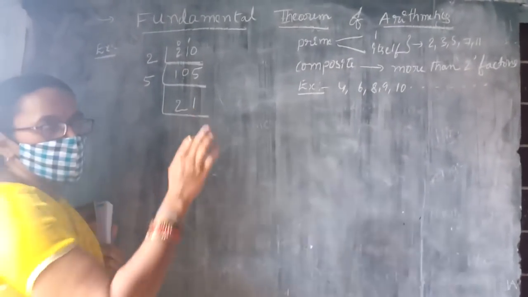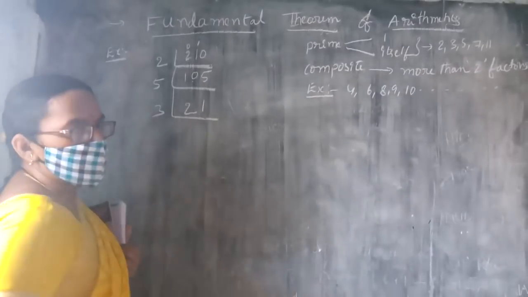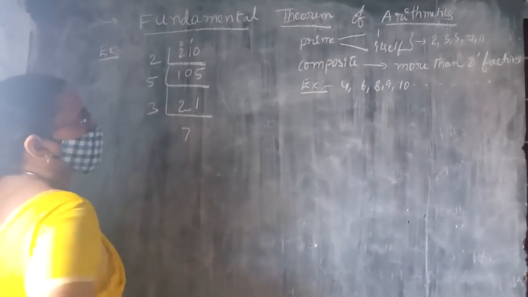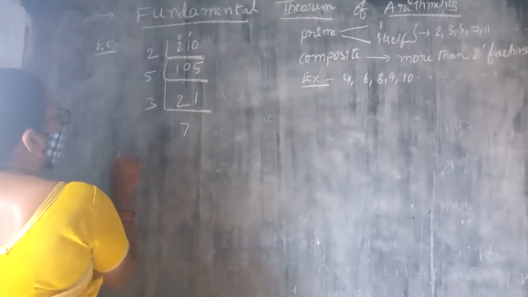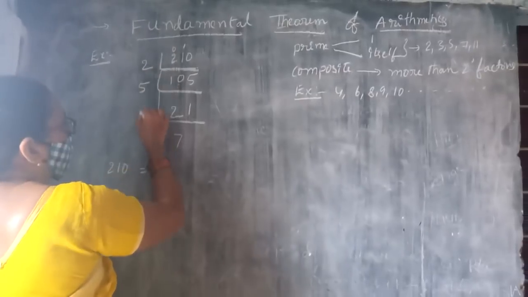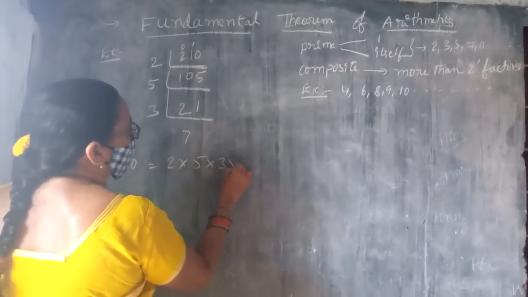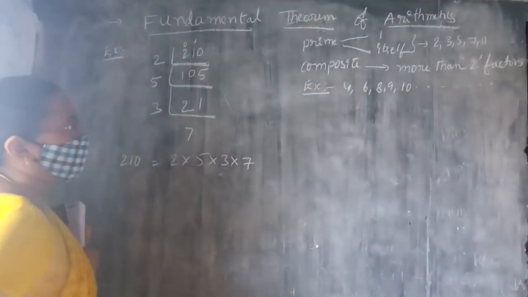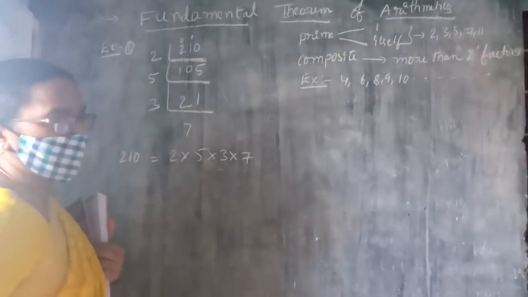Okay. Next, we go for 2. 21 is not divisible by 2. The next prime number is 3. How many times divisible? 7 times. So 210 we can write as the product of these numbers: 2 into 5 into 3 into 7.